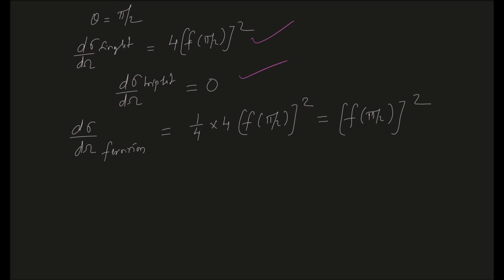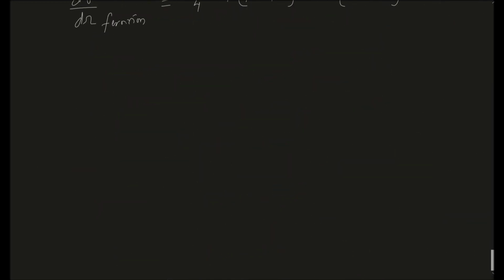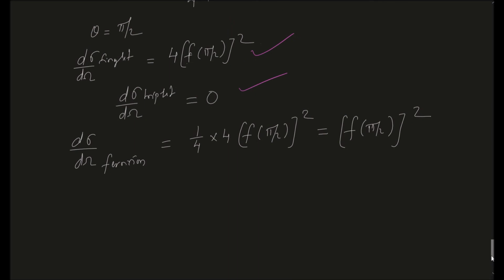Because d sigma by d omega for classical expression, what you have is 2 times f of pi by 2 square. So now what we have seen is that for the case of fermions, this is half of the value predicted by the classical mechanics. And you can see that the scattering cross section for fermions is 4 times smaller than the case of bosons, because for the boson case it was 4 times f of pi by 2 whole square. Okay, so it is 4 times smaller than the case of bosons.